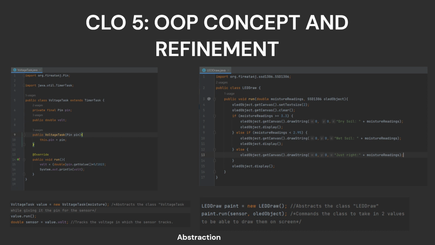As you can see on the left, I assigned the voltage task with the pin of my moisture sensor and ran the run function to be able to extract the sensor value. I used a similar method for the OLED drawing. This made my main method look cleaner and less convoluted.